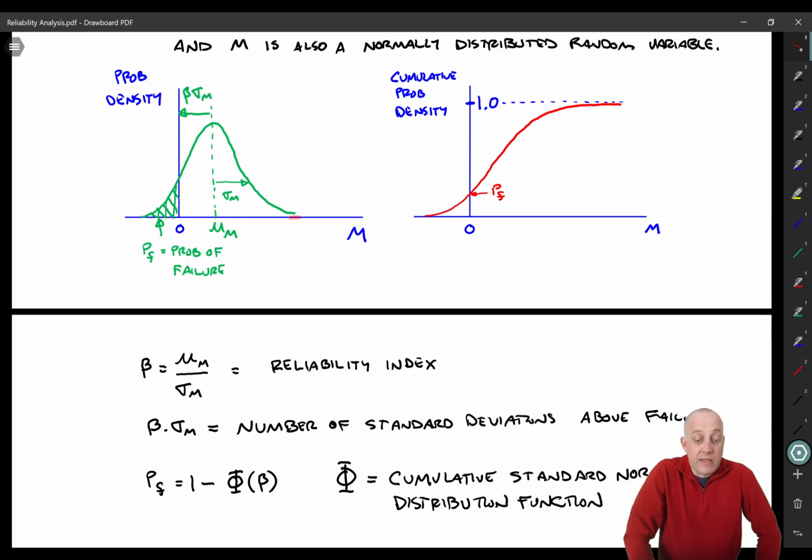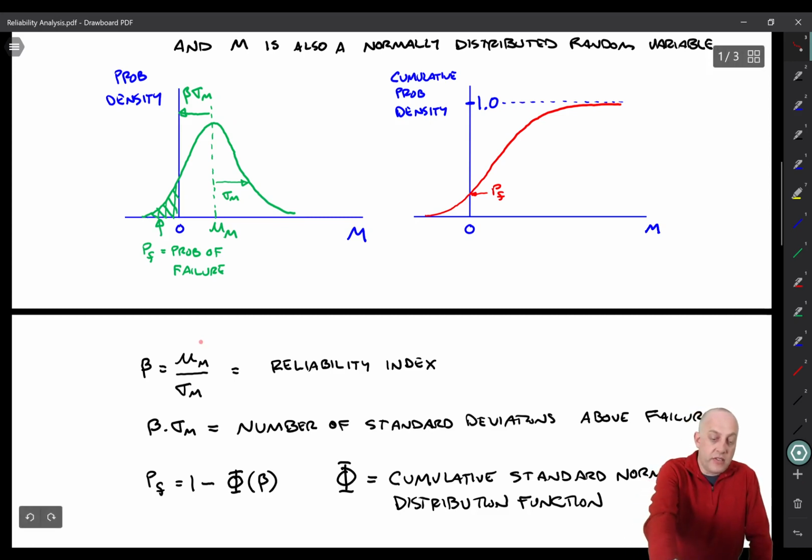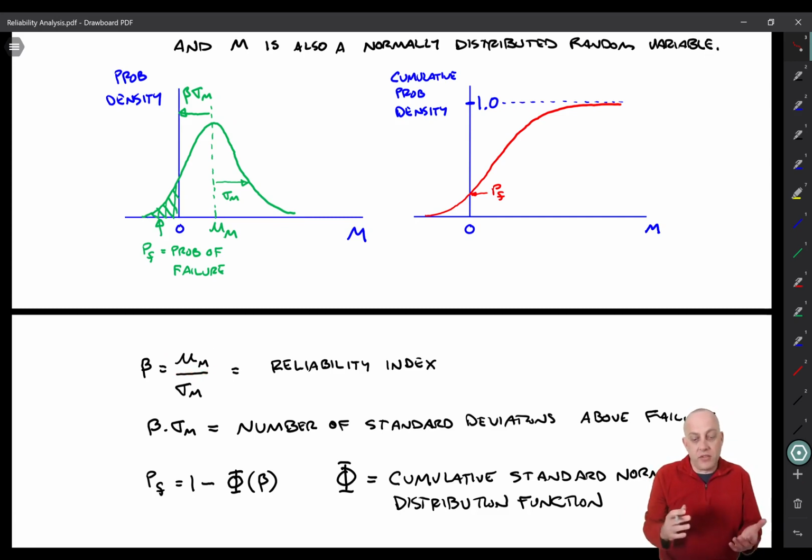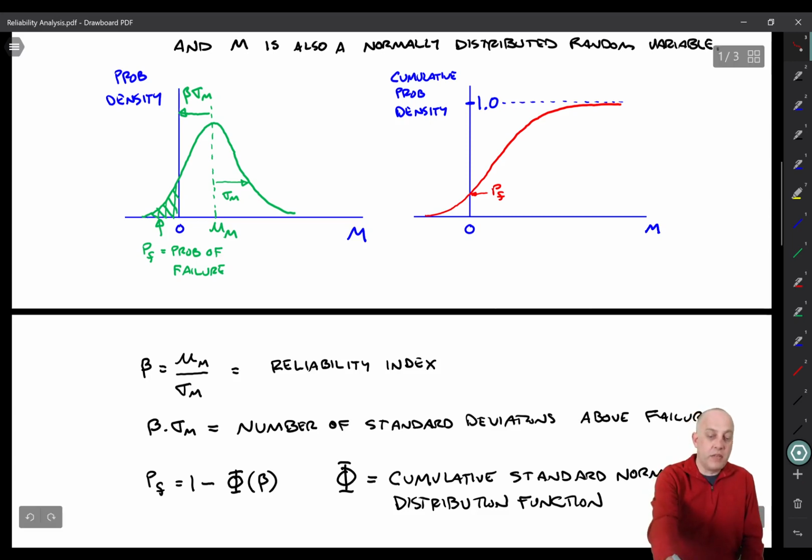Now, beta can get big in two different ways. You can increase the mean value of the margin of safety. That would be making something stronger, increasing the resistance. Decreasing the load is usually not available as an option to us. The load is defined by external forces that are beyond our control. But we can increase resistance sometimes, make that mean value of the margin of safety go up. Or we can reduce the standard deviation of the margin of safety.